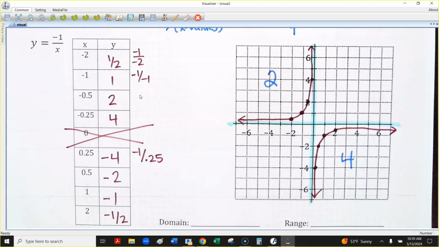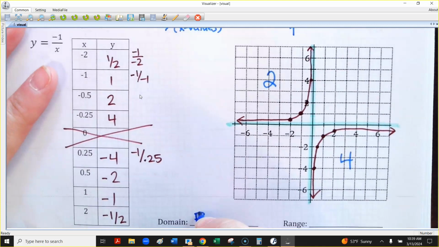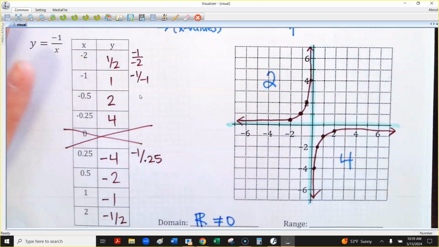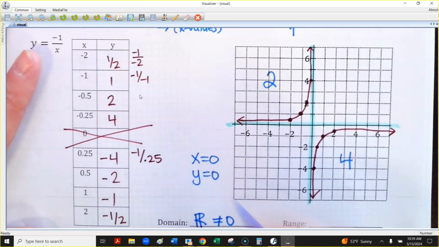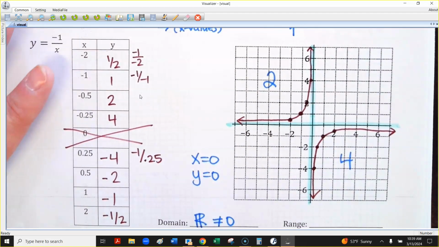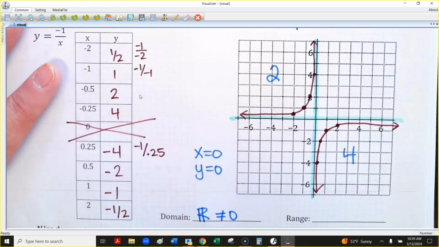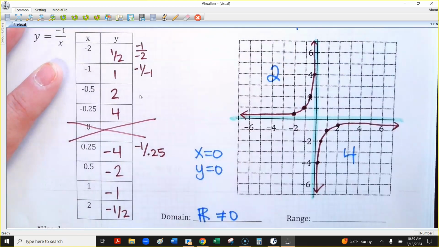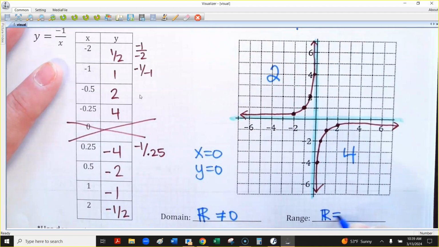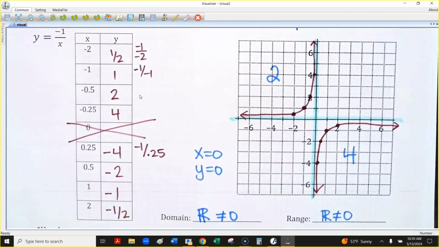Same. It's exactly the same. The domain is all real numbers, but not the asymptote, which is 0. Your asymptotes here would be x equals 0 and y equals 0. It's just the x and y axis. And then your range, identical. One of these branches goes down forever, one of them goes up forever, but we don't touch the x-axis, so the range is also all real numbers, but not 0.